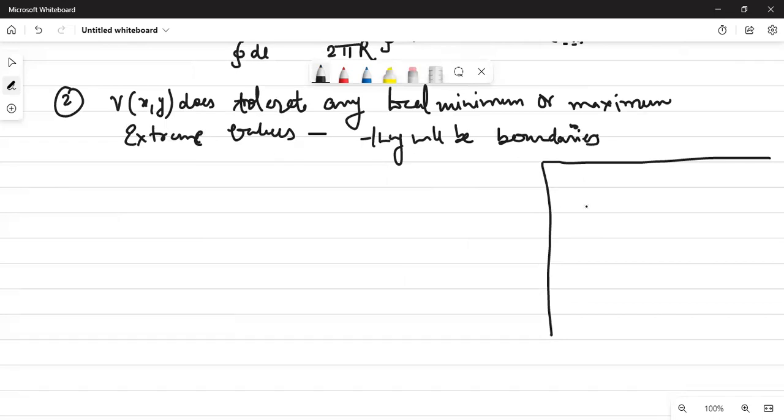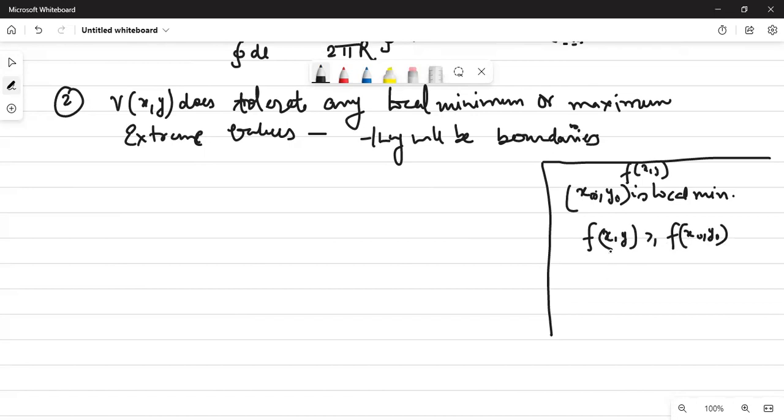Let us understand one of the things. For two variables, if I say that (x0, y0) is a local minimum of a function f(x, y), what does it imply? It implies that f(x, y) must be greater than or equal to f(x0, y0), where x, y are nothing but the neighboring points of (x0, y0). So if this is my point (x0, y0), these are my neighboring points, the points in a disk of radius epsilon. These points (x, y) are in the epsilon neighborhood of (x0, y0).